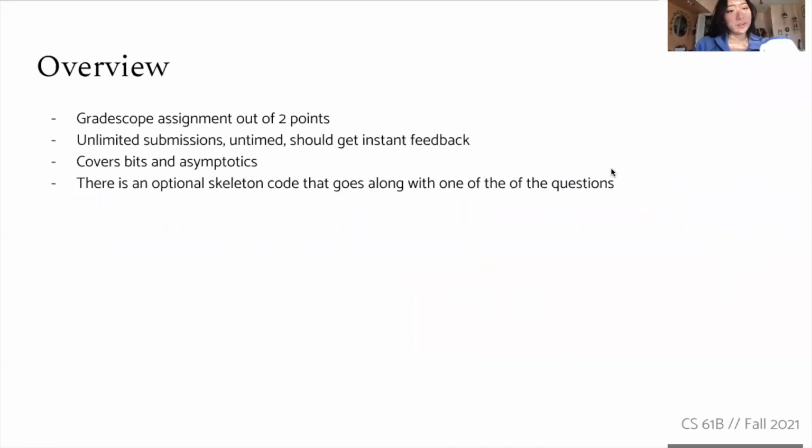This homework is a Gradescope assignment out of 2 points. It is unlimited submissions, it's untimed, and you should be able to get instant feedback so you can see whether your answers are correct for the deadline. And it's covering bits and asymptotics.